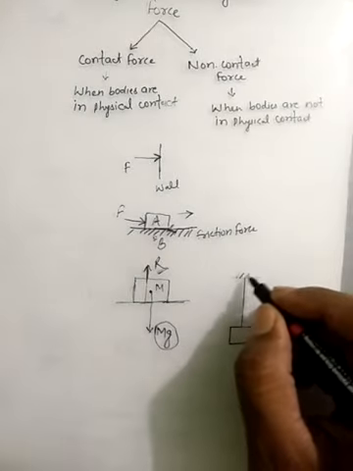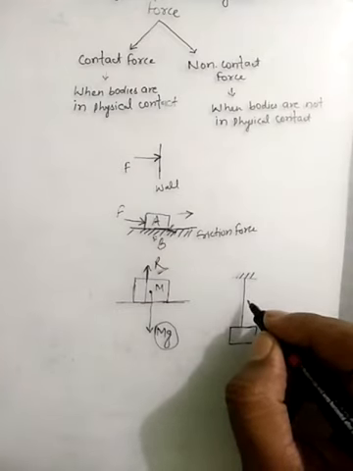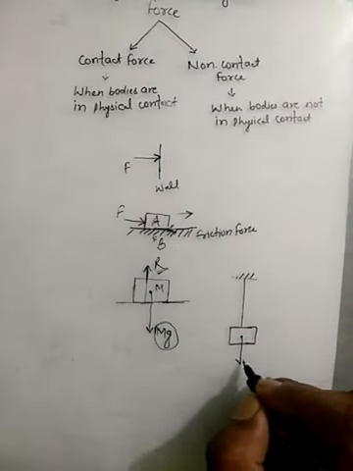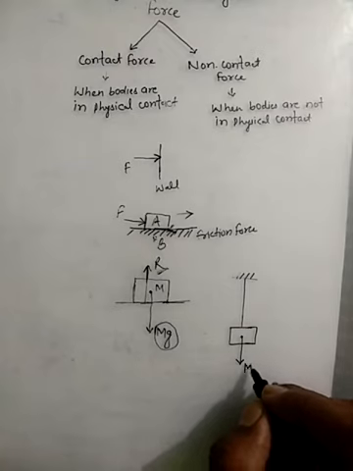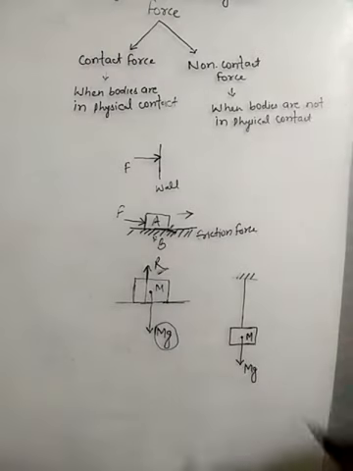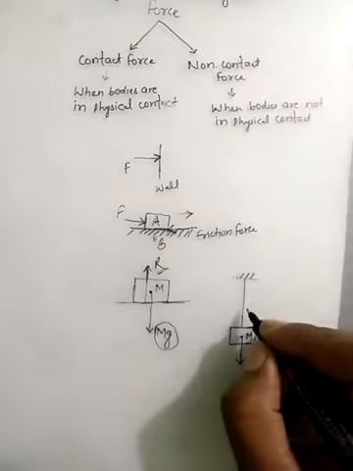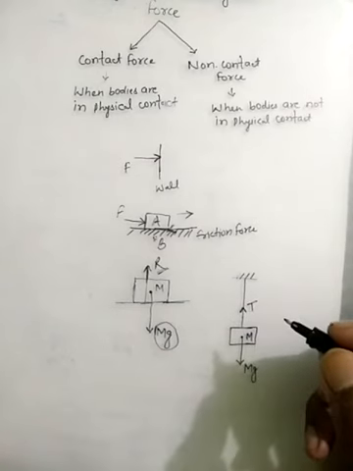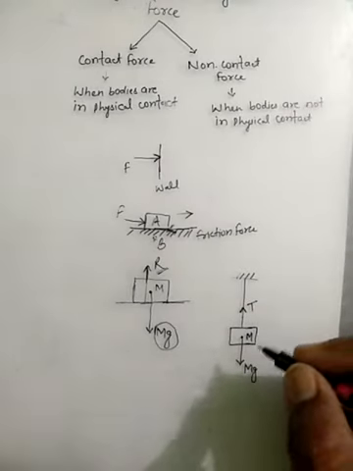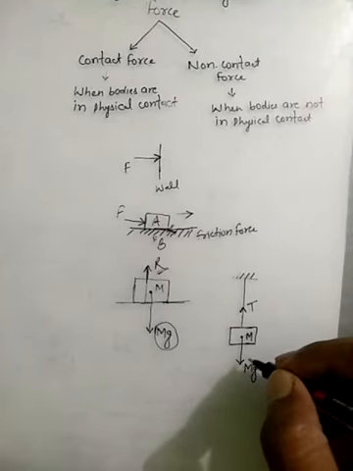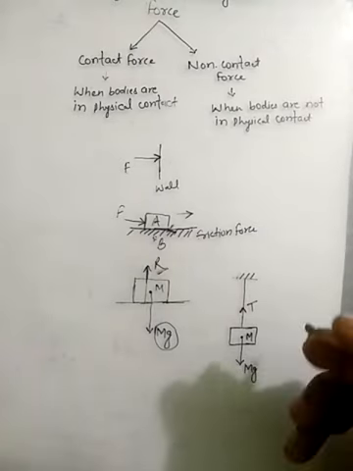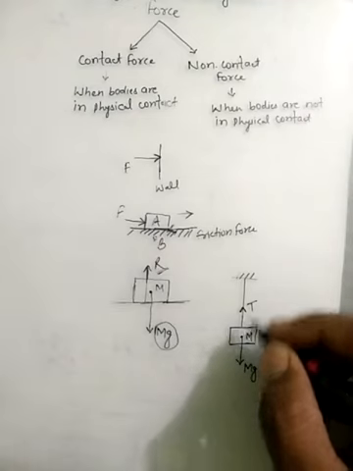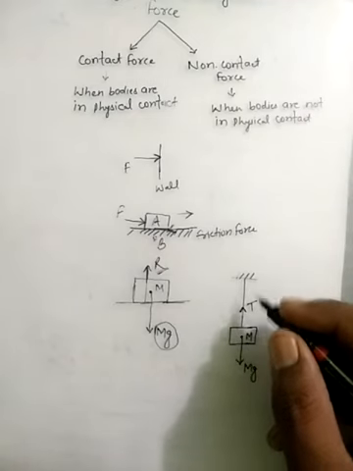If an object is attached to a string, this is the string, the object exerts a downward force equal to its weight, if the mass of the object is m, and in the string there is always a tension acting opposite to the weight of the object, or tension acts away from the object, in the direction away from the object.